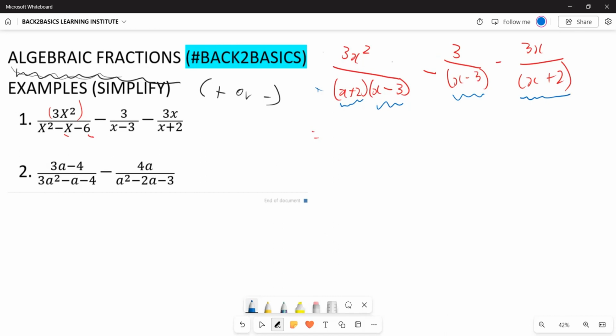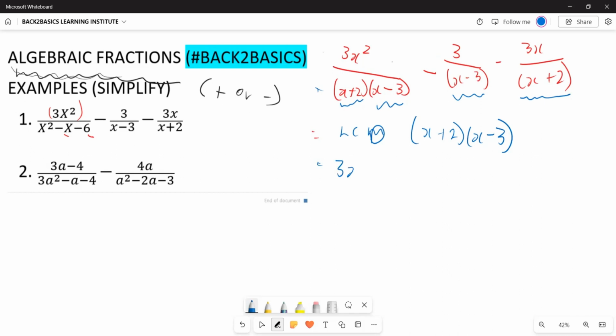So what you can identify as your LCD here is x plus 2 and also x subtract 3. This is going to be your LCD, which means you need to make sure that your denominator has x plus 2 and x subtract 3. Now, if you start from this first one, all of these are the same, so let's just copy this the way it is.